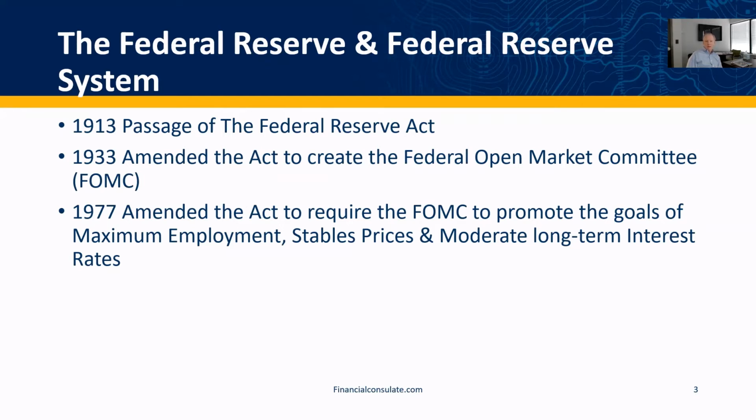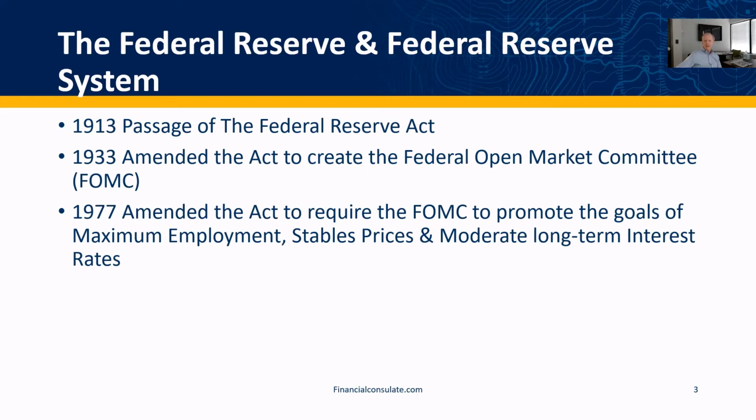So in 1933, the Federal Reserve Act was amended after the next financial crisis, the stock market crash of 29, and the ensuing Great Depression. What they didn't realize was that it would be really 25 years before the market would come back to the levels where it was. And so they amended the act to create the Federal Open Market Committee, the FOMC, and that's still in existence today, still a major player.